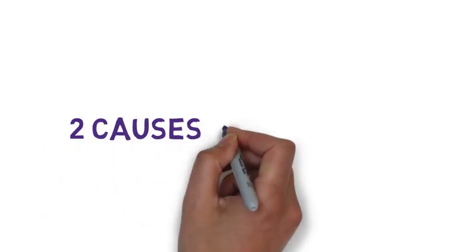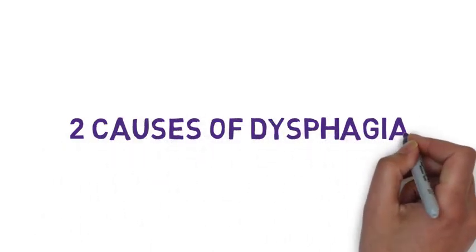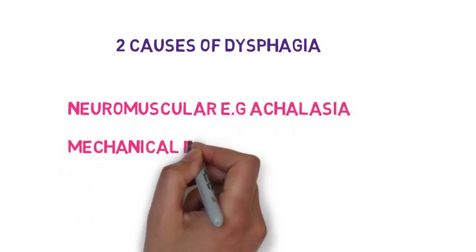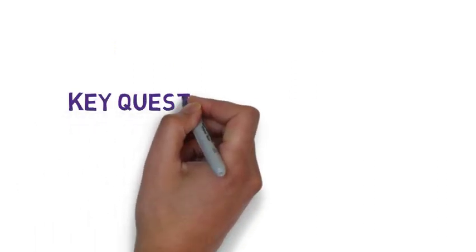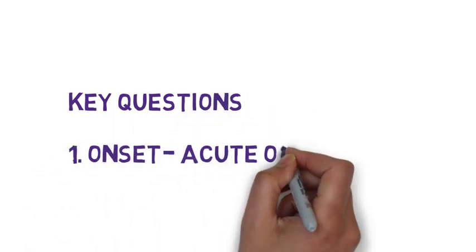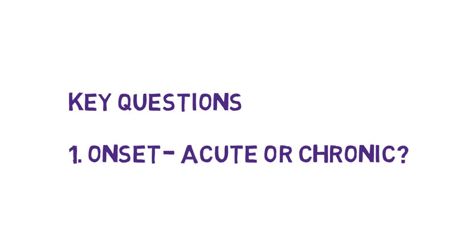And of course, like anything in medicine, if a patient presents with dysphagia, you need to take a full history. And broadly speaking, there are two key causes of dysphagia. That is a neuromuscular cause or a mechanical cause. And when we think of a neuromuscular cause, we consider things like achalasia. Mechanical causes include foreign bodies, GORD, or esophageal cancer.